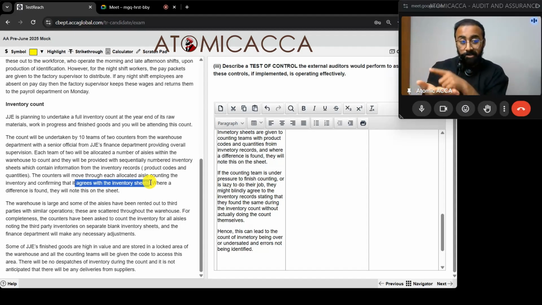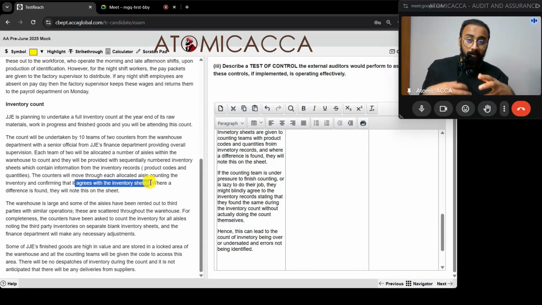If in case this is, let's say, only 50 items and there it is 250 items, then it will be identified that the counting team didn't do the work properly. So they'll have that fear that okay, I should do the count carefully and do it properly. If not, I'll get caught later on. So now they will be forced to do the work and the count properly.